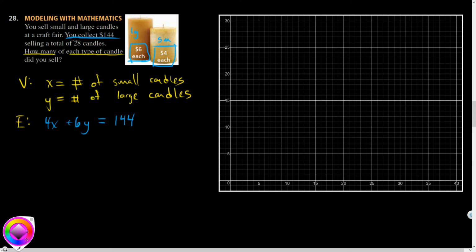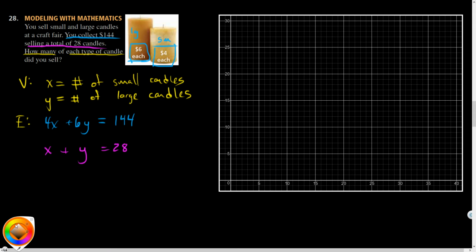Here's another fact. It says I sold a total of 28 candles. How could I represent that? So it's not going to be about money, so I don't care about any of those. The total number of candles I made is the combination of small and large candles I sold, right? So that's just going to be X plus Y. I like it. So X plus Y equals 28, and 4X plus 6Y equals 144.